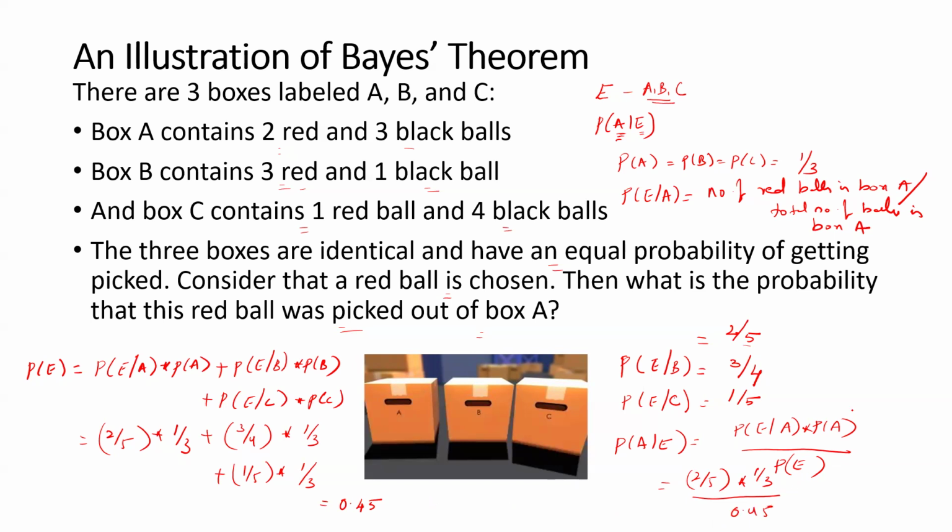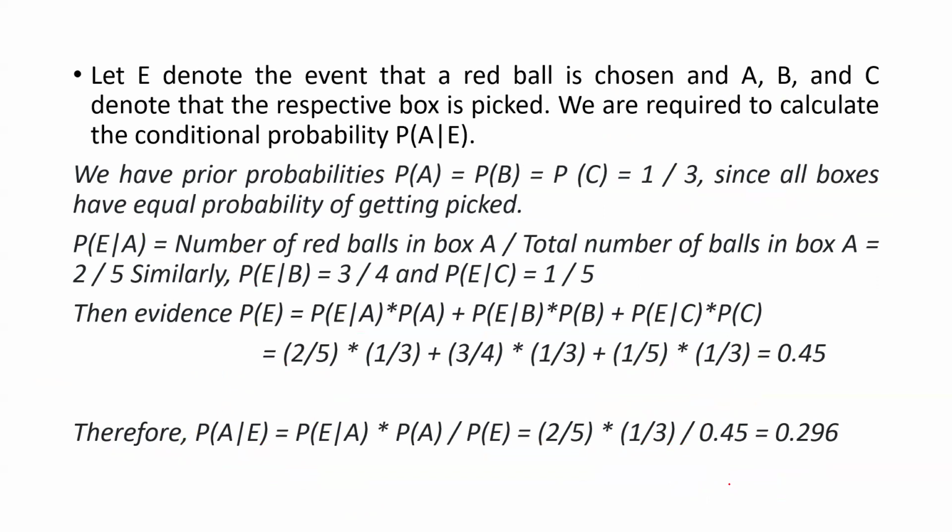So the probability that this red ball was picked out of box A is 0.296. When you calculate this, you will get the probability as 0.296. This is how we find this probability using the Bayes theorem. I hope you understood this. A clear explanation of this is given in this slide. You can cross check it.